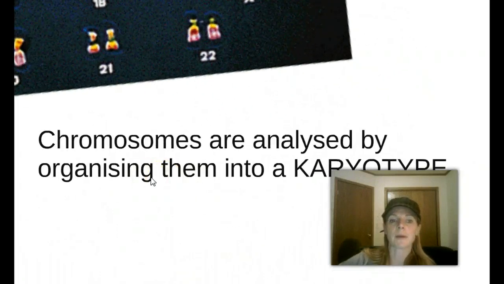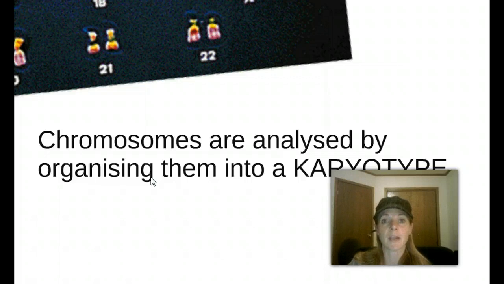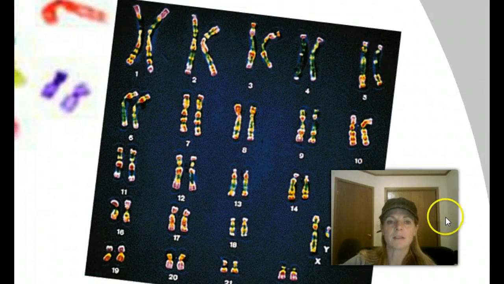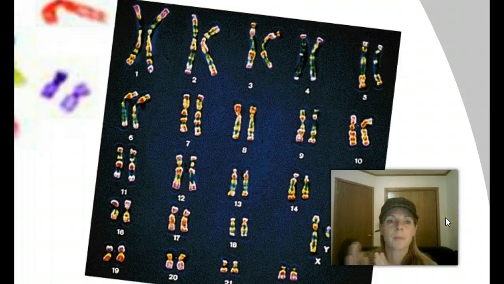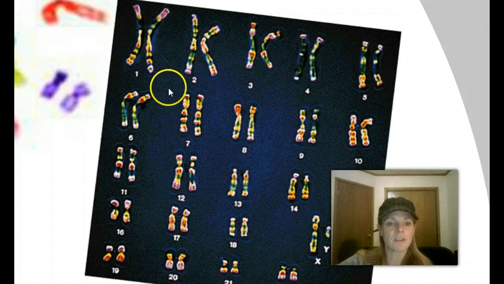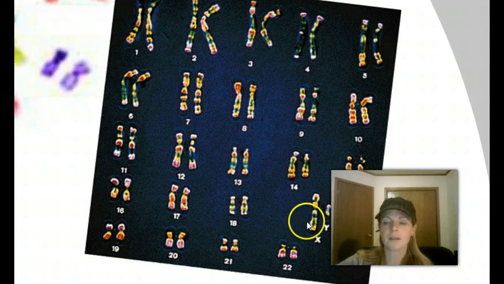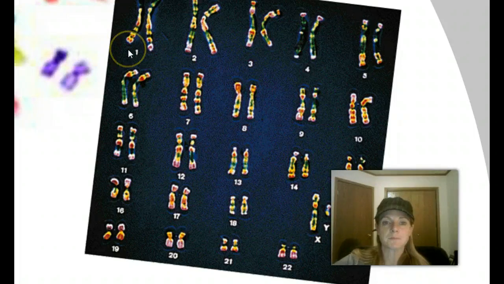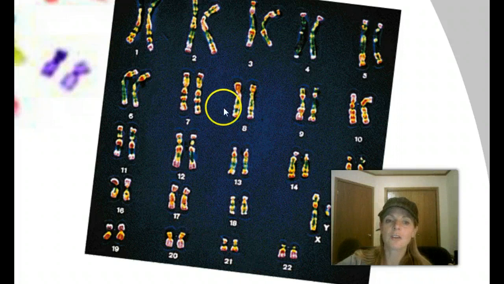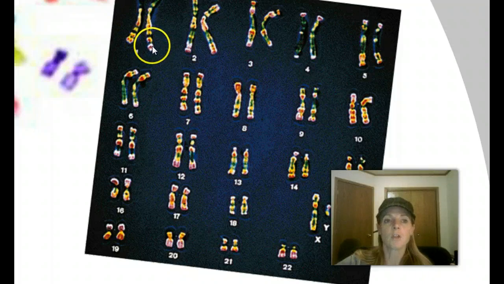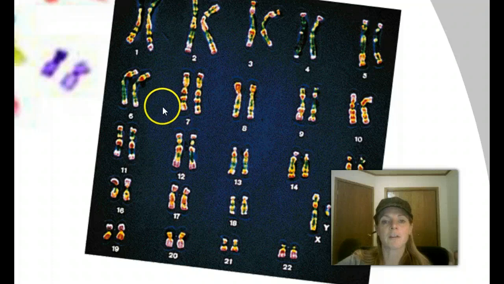Now, chromosomes are analyzed by organizing them into a karyotype. A karyotype basically takes all of these chromosomes and puts them into their pairs, and then you can analyze them further and see what's going on. This is a normal karyotype, okay? You can see that there are 23 pairs here, the 23rd being the sex chromosomes. So basically, you have two of each, and each of these does something different. Obviously, you have bigger chromosomes, 1, 2, 3, 4, all the way through about 7, are fairly large, and then they get smaller down here. Each of these chromosomes does many, many different things.